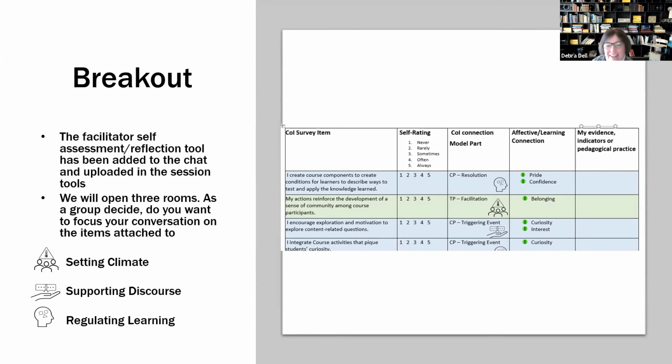And again, as you were talking, you were the regulating learning one, which used to be called selecting content. And so you took it way back to the origin of the model, and really the content you select has a real foundation about what's going to happen in terms of setting climate and regulating, and even the supporting discourse, because you can only talk about what's before you there, right?